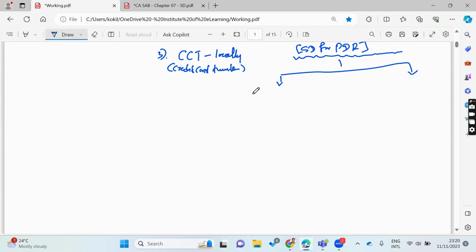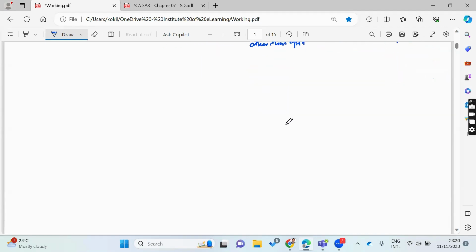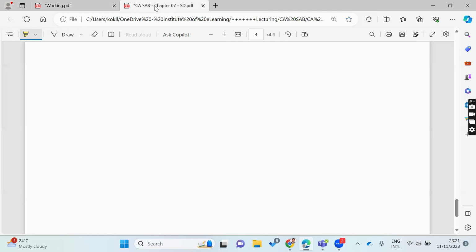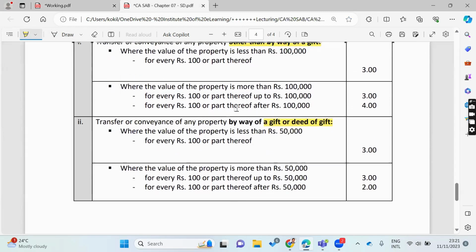The transfer deed other than gift, and the transfer deed by way of gift. If you are transferring a deed without it being a gift, that is other than gift. By way of gift, the rate may be waived.